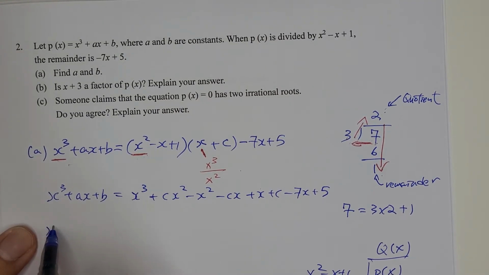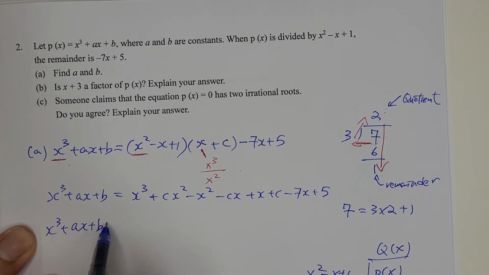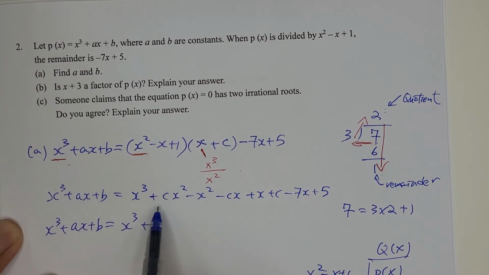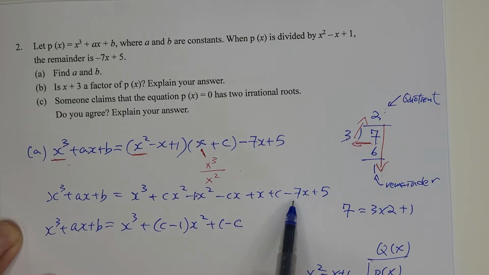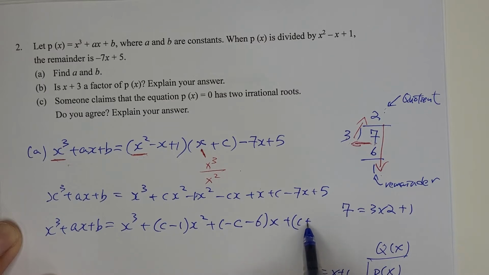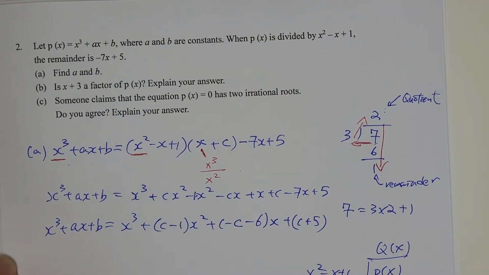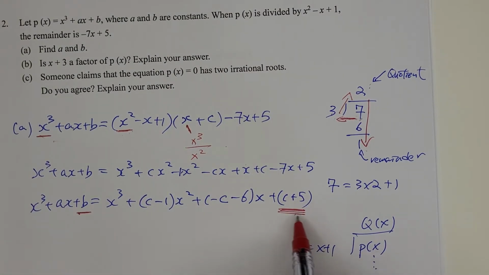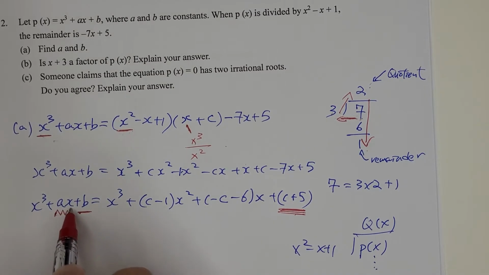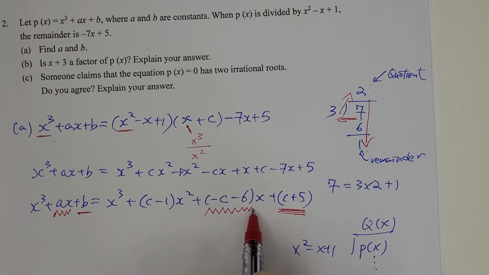So next step, you will simplify something like this. Of course, you have x cubed and cx squared minus x squared, that is (c minus 1) x squared. Okay, there's a hidden 1 in front of x squared. And next, plus negative c plus 1 x minus 7x, so minus 6x. Finally, the constant term c plus 5. Now you can compare the coefficients. Okay, b equals c plus 5. ax equals negative c minus 6.